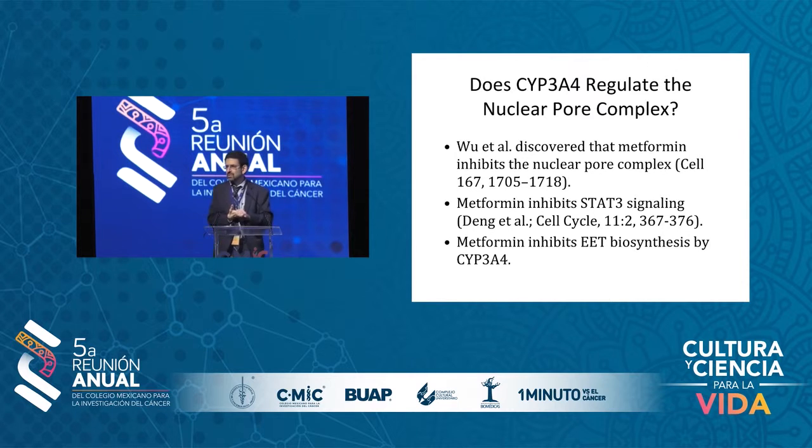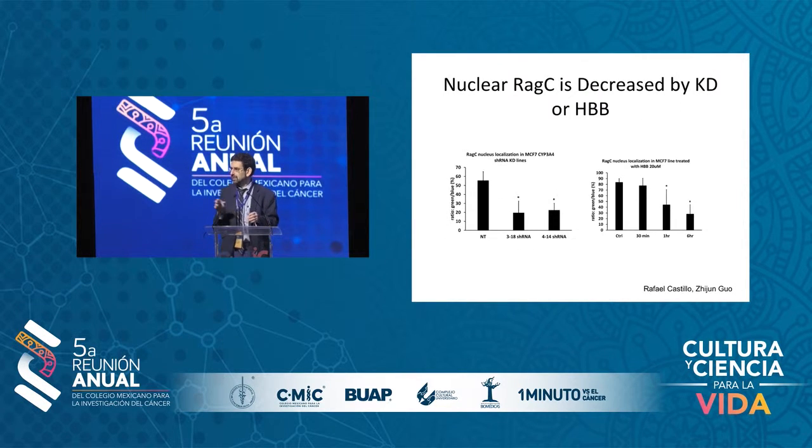model, we asked the question, does CYP3A4 regulate the nuclear pore complex? And we wanted to test this hypothesis with our knockdown cells. And in fact, the CYP3A4 knockdown cells have reduced nuclear RAGC. And when we add HBB and we wait over time, we can also reduce nuclear RAGC levels.